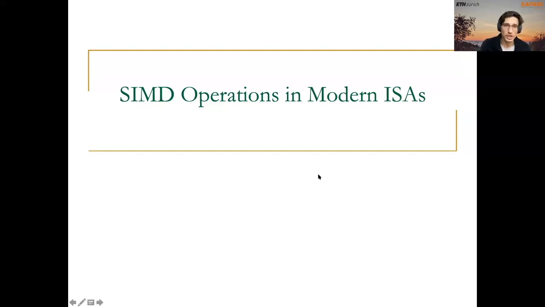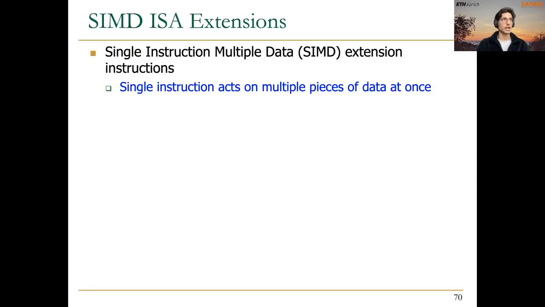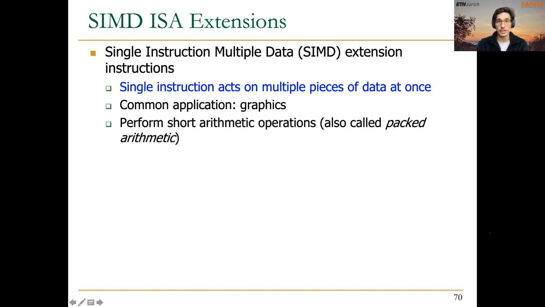Okay, as I was saying, we are going to present what SIMD operations in modern ISAs are, or I'm going to give you one example, which are the MMX instructions that were incorporated into Pentium processors, x86 architecture, back in the 90s. So the idea of SIMD, as you know, is having a single instruction operating on multiple pieces of data at once, and there are some applications that can benefit a lot from this, like graphics and multimedia applications. And actually, these were the main motivations for SIMD extensions when they were first proposed.